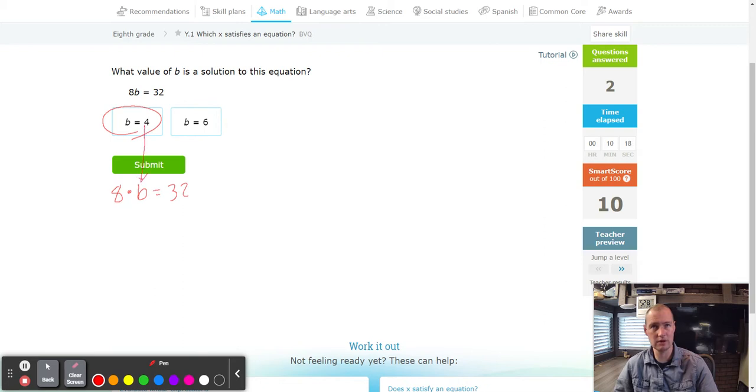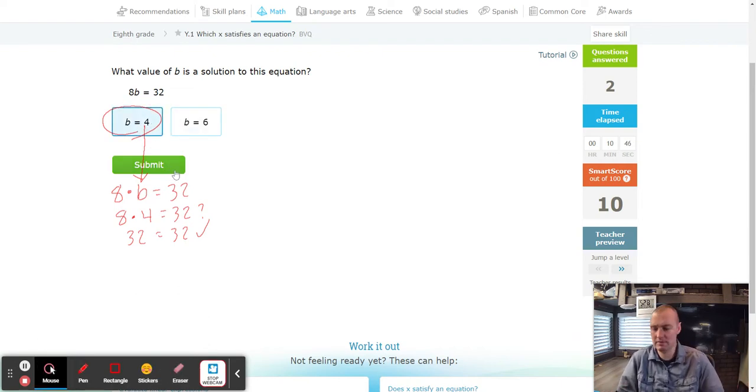All right, so we got 8 times B. B has to be a 4. So we're going to change that B into a 4. So it's 8 times 4, because it's telling us B equals 4. Supposedly equals 32, question mark. And let me see, 8 times 4. Oh, 8 times 4 is 32, equals 32. And therefore B equals 4 is the correct solution.